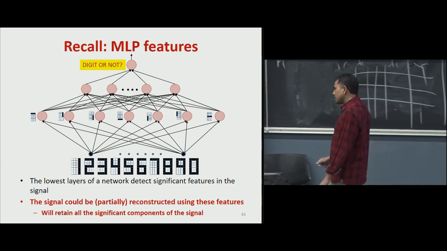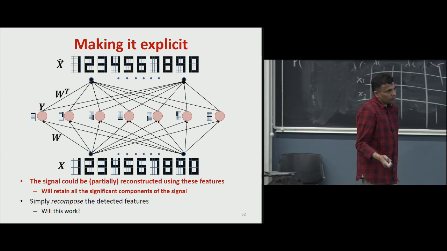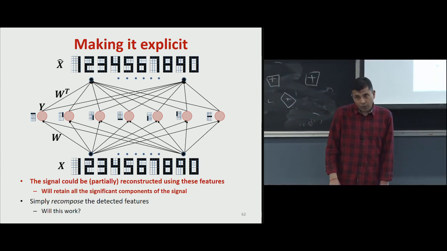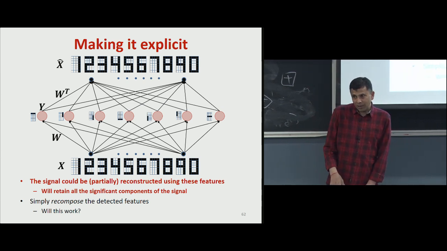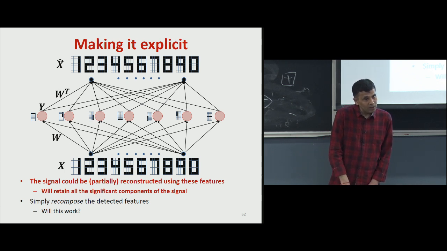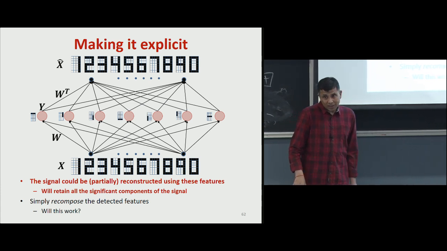Every neuron is actually giving you information about the input, about patterns in the input. So again, going back to the memorization logic, if I find specific patterns in the input, I can recompose at least part of the input using just those patterns, and I should be able to somewhat reconstruct the input, right? So, will this work in this particular case?